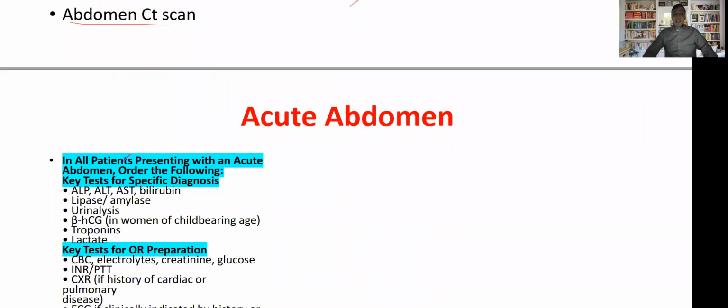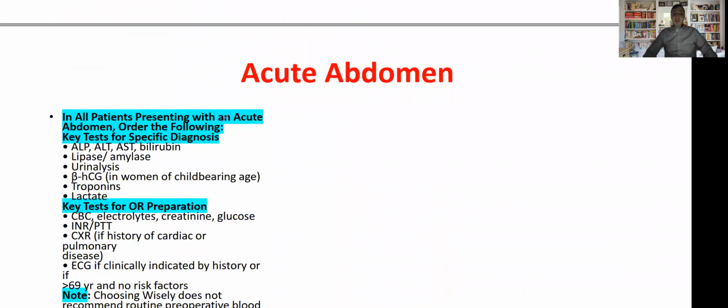So, acute abdomen here, briefly: in all patients presenting with an acute abdomen, order the following key tests for specific diagnosis: albumin, ALT, AST, bilirubin. All of these were already ordered in the stem of the question. Lipase and amylase are not mentioned in the stem of the question, so you have to mention them. Urine analysis is not mentioned, you have to mention it. Beta hCG, if the patient is a woman of childbearing age.